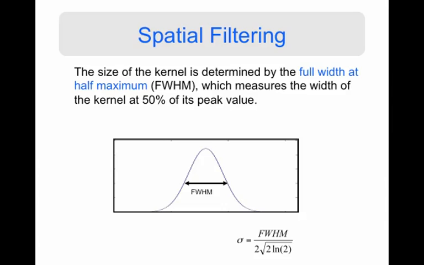And so the full width half maximum is usually measured in terms of millimeter. So how many millimeter smoothing do you perform? Typical values can range from, say, 4 to 12 millimeter.